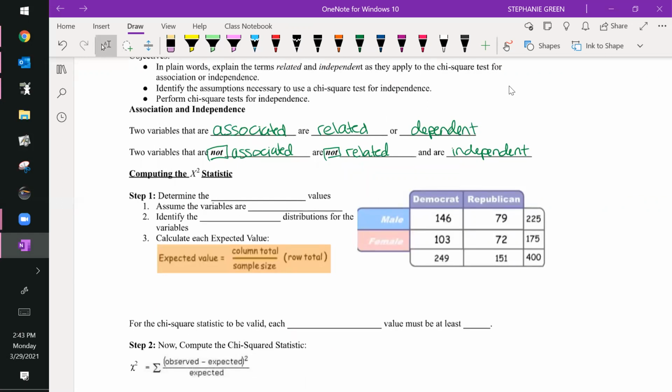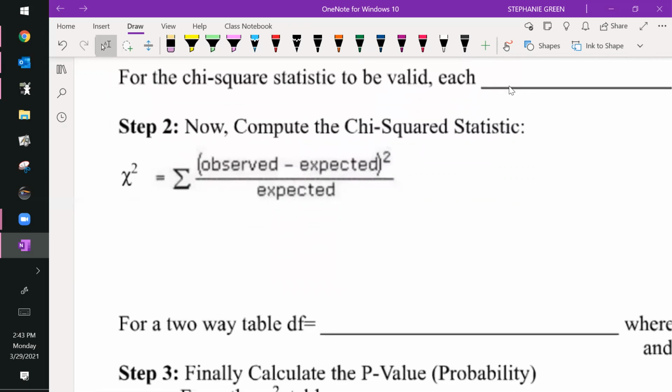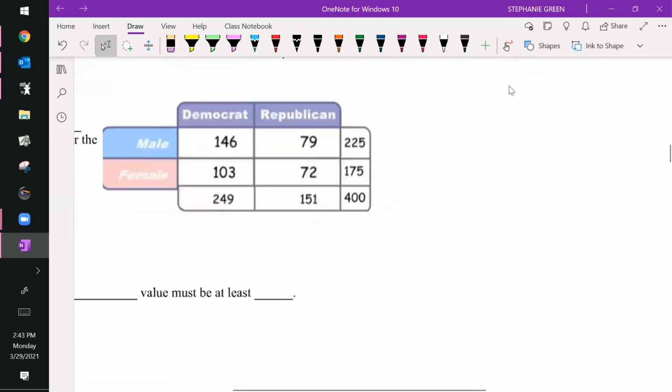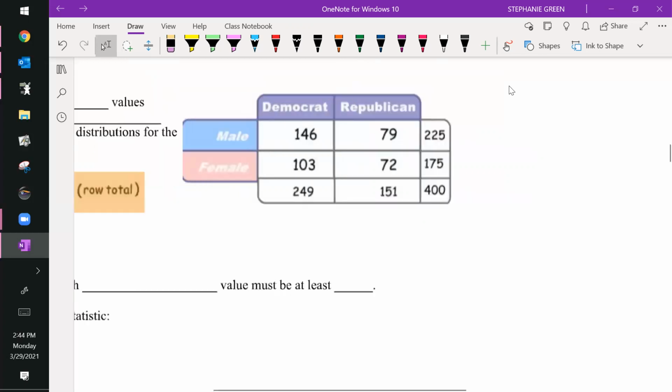Okay, so when we're computing our chi-square statistic for these two-way tables, they are calculated very similarly. The chi-square statistic, you can see down here in step 2, is the exact same as it was before. It's the observed value minus the expected value squared and then divided by the expected value for each category, and then all of them are going to be added together. So the question is, we have our observed values here in our table, but how do we get the expected values, okay? And we did talk a little bit about getting expected values in Unit 1 when you have a two-way table. So this is a little bit of review even.